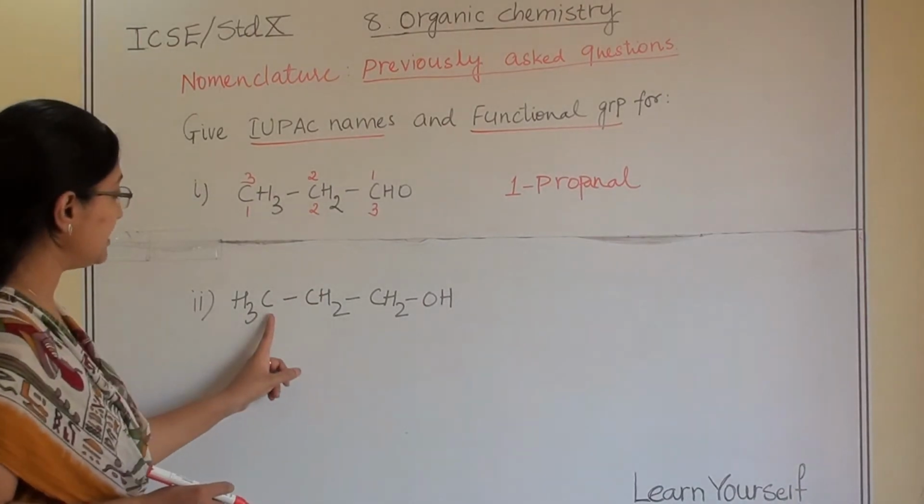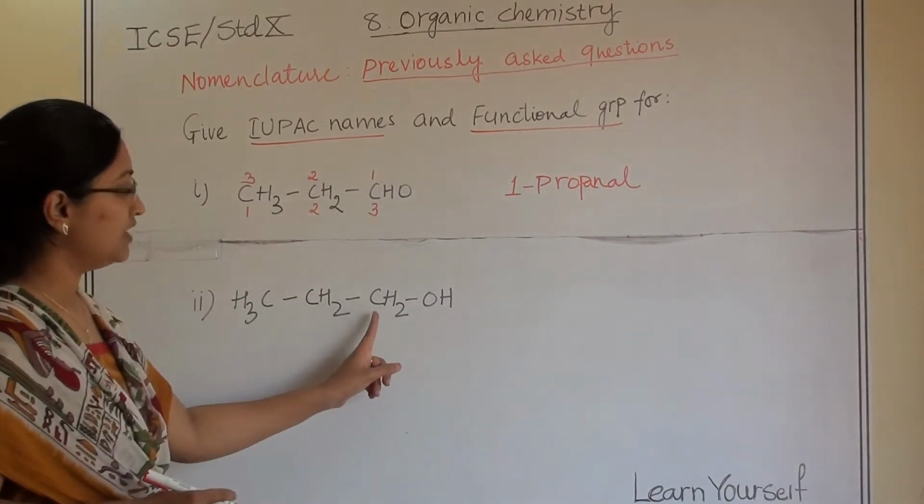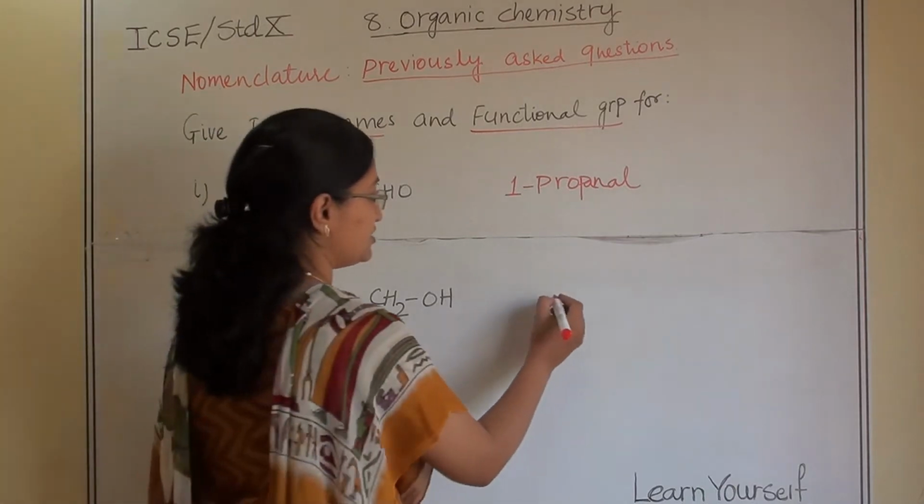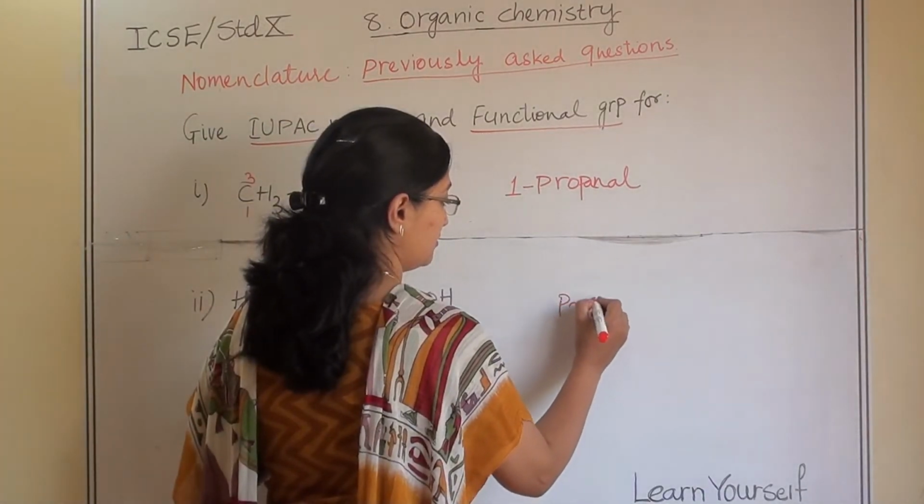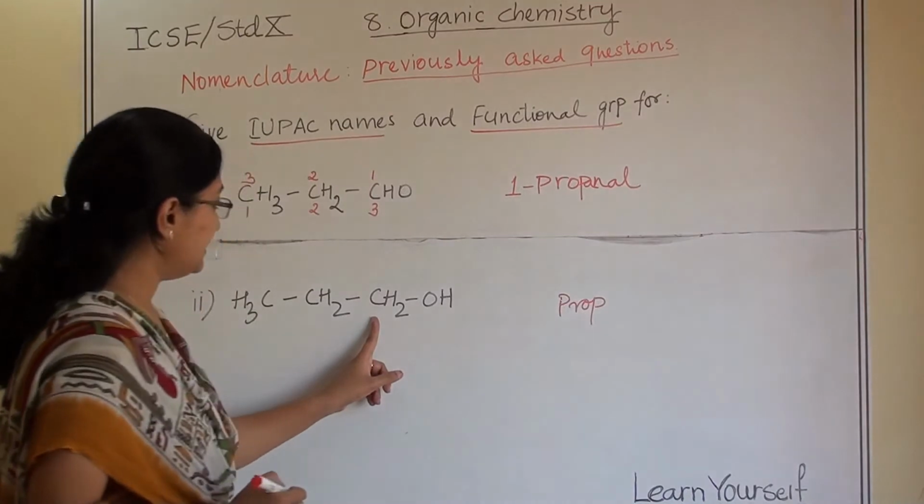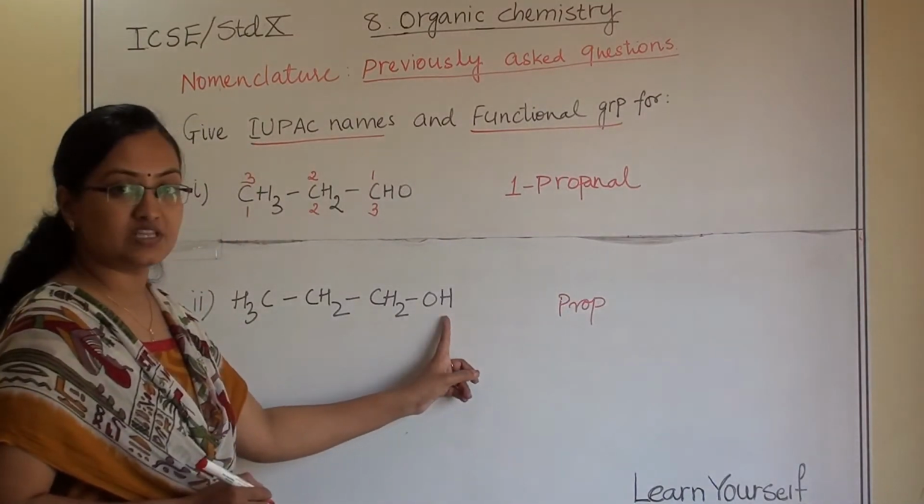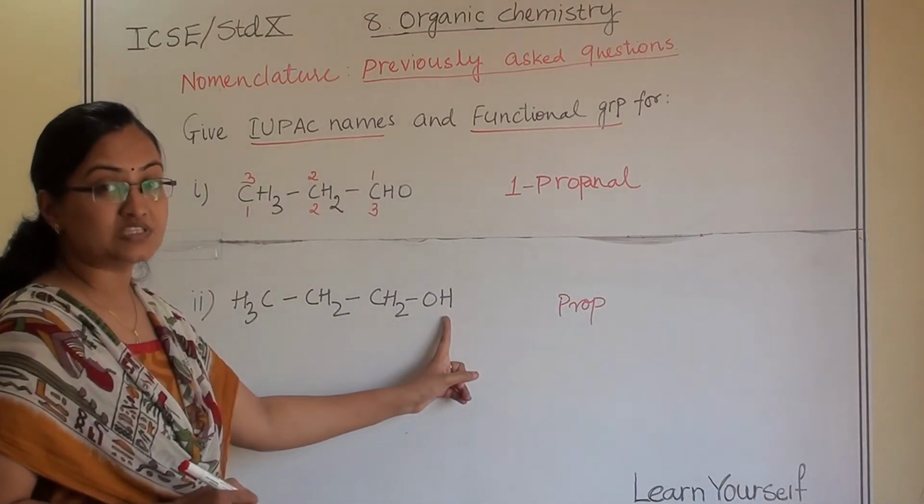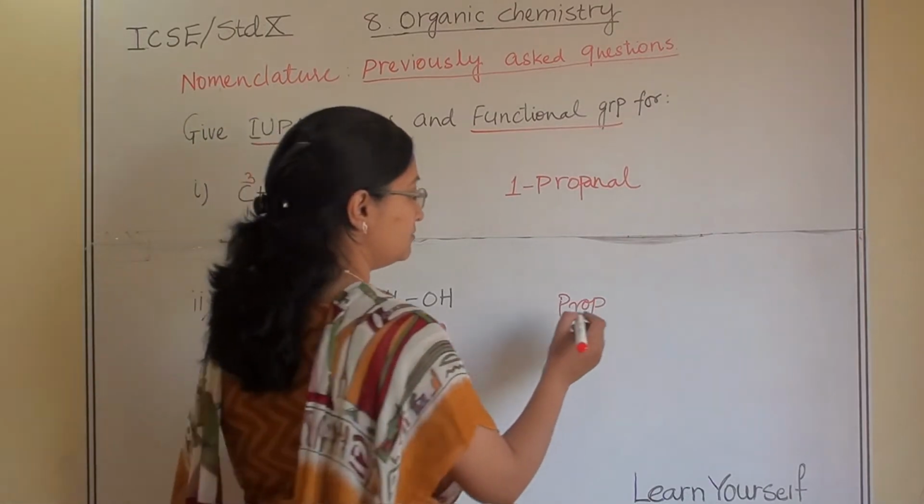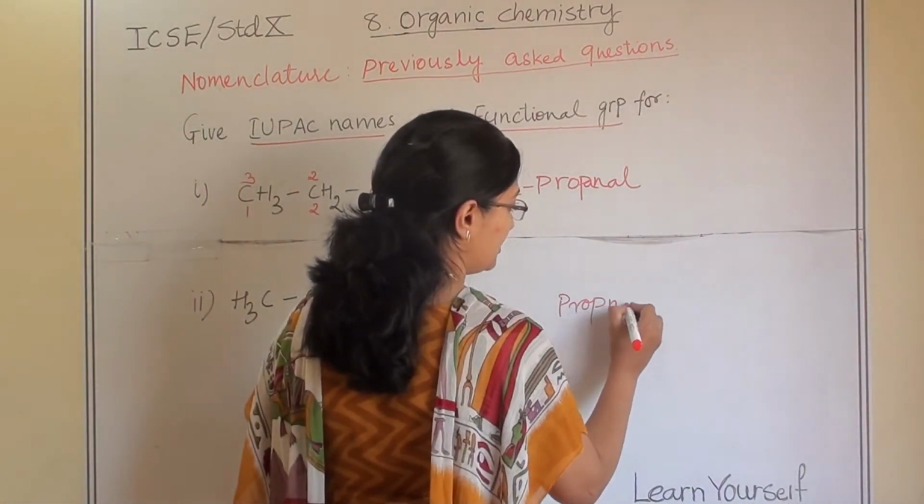So how many carbon atoms are there? 1, 2 and 3. Again it is going to be prop, and then here an OH group is there. So the OH group is alcohol and the suffix will come -ol. So propanol.